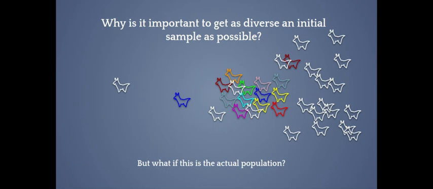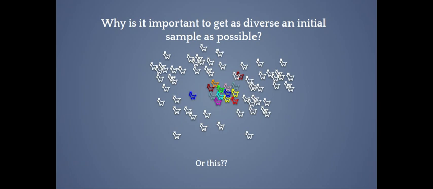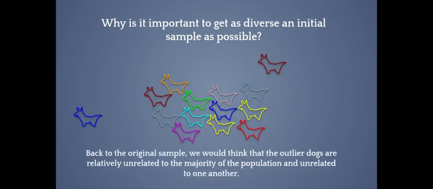But what if this was the actual population of dogs, and we had a whole subset of dogs that were not sampled over here, plus another dog over here? Or what if this is the actual population? Back to the original sample, we would think that the outlier dogs are relatively unrelated to the majority of other dogs in this population, and relatively unrelated to one another.